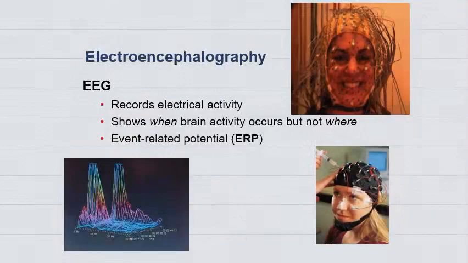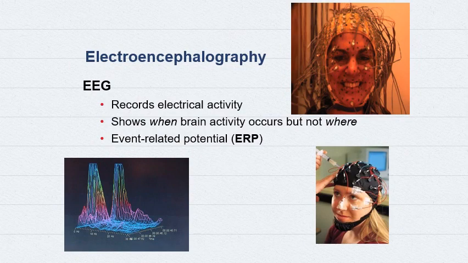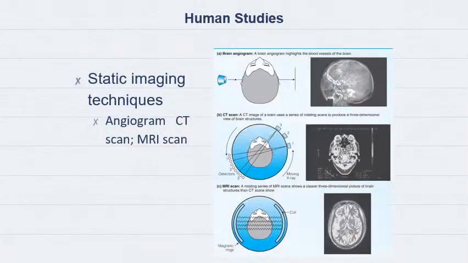Okay? So, electroencephalography. So, para mas makita natin, records electrical activity, shows when brain activity occurs, but not where, no? When. So, event-related potential yung ERP, binanggit ko na kanina. O, yan. So, we also have static imaging. Ito yung, ano lang siya, one image lang na ipoproduce, no? So, andyan yung angiogram, CT scan, MRI.